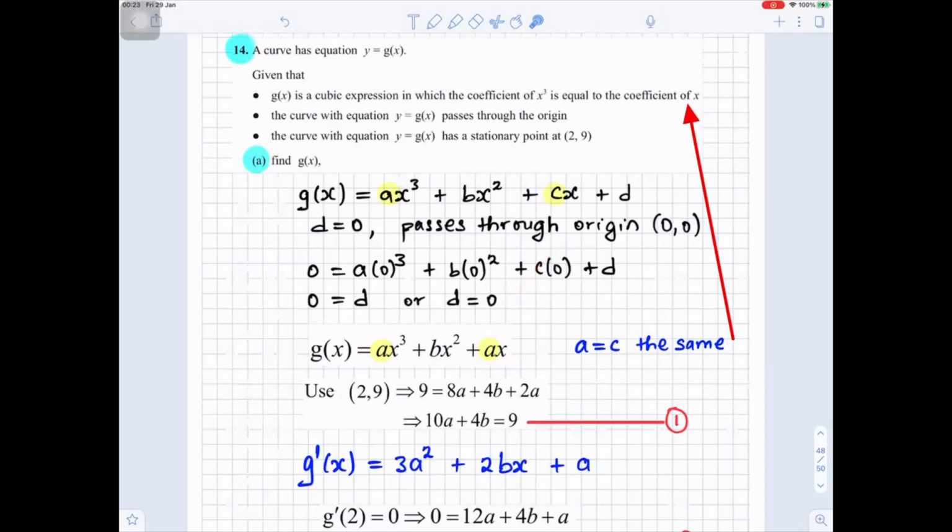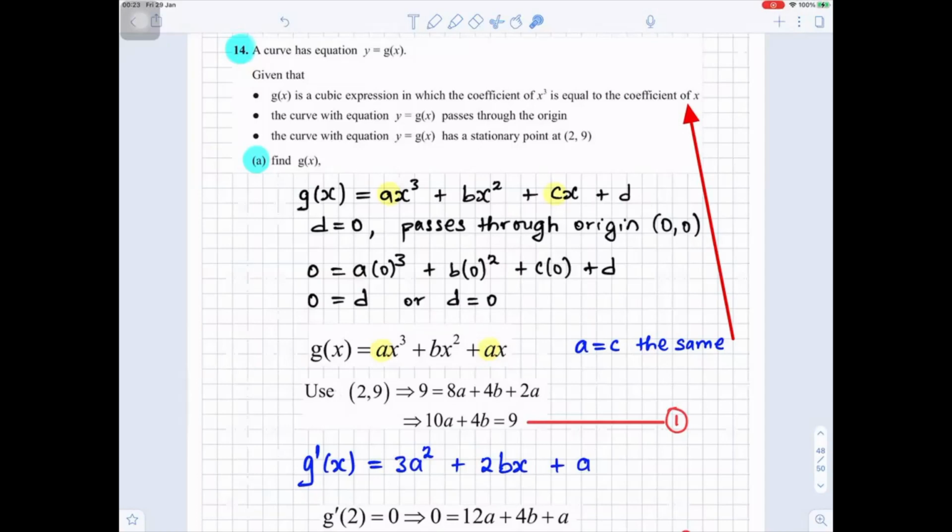The next thing you're given is a and c are the same. a equals c. I've colored a in yellow and c in yellow. They are equal. The coefficient of x cubed is the same as the coefficient of x. So instead of a and c, we write a and a because they are the same.